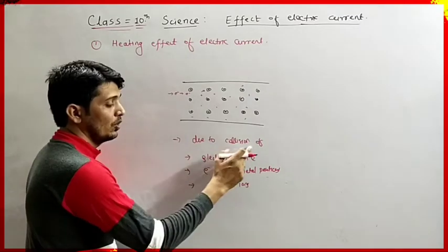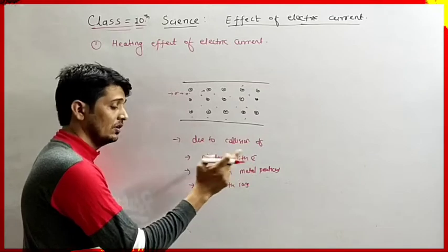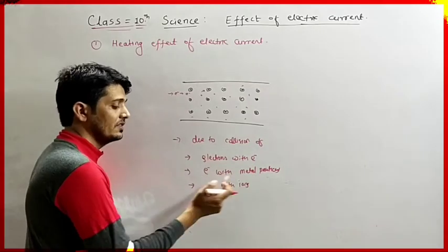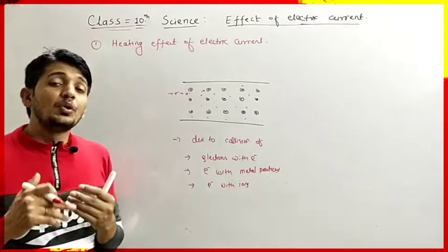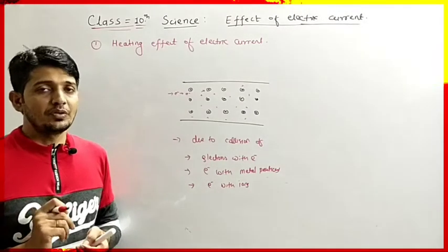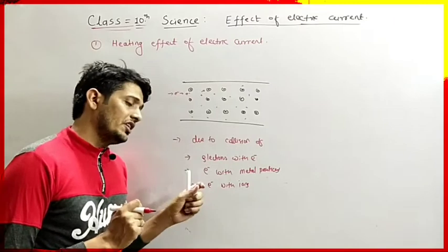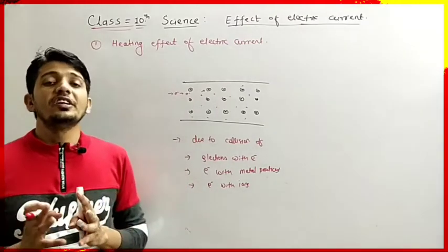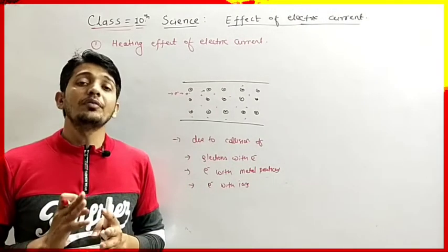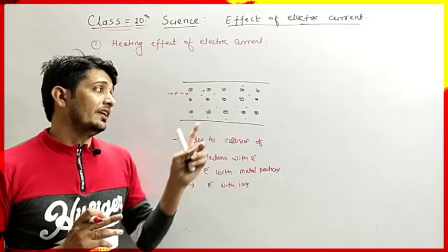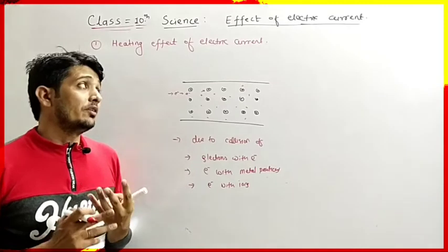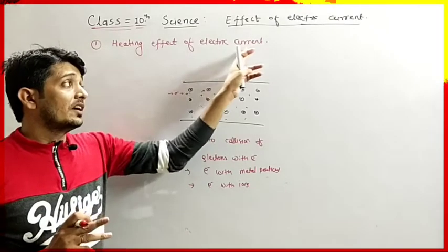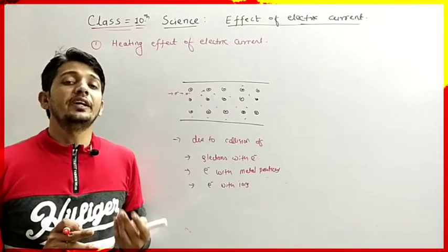Okay, so due to collision of electron with electron, or electron with metal particles, or electron with ions, after collision they produce heat energy. Due to that heat energy, electrons lose their charge in the form of heat energy, resulting in the heating of the conductor. So here we can say the current is converted into heat energy.